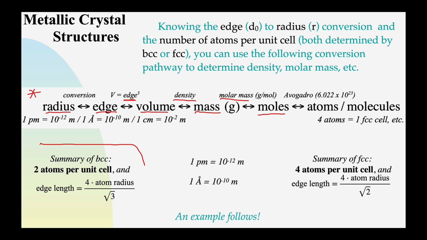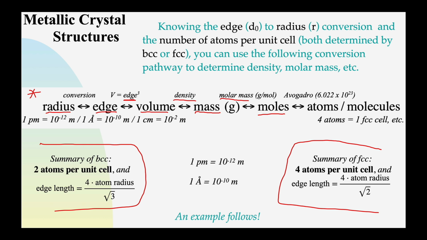In the lower left-hand corner is the BCC summary: 2 atoms per cell, and the edge equals 4 times the radius divided by square root of 3. In the lower right-hand corner is the FCC summary: 4 atoms per cell, and the edge equals 4 times the radius divided by square root of 2.